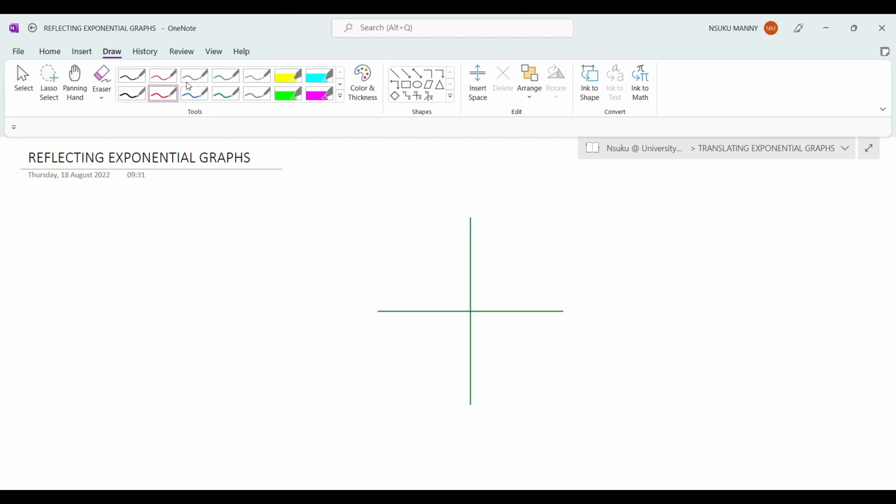So now we're going to look at reflection along the x-axis. Our example is still the graph 2 to the power of x. Now we're changing it. We're saying y equals negative 2 to the power of x. So what happens to our graph? When we draw 2 to the power of x, we draw it like this, where it intercepts at 1 and continues going up.